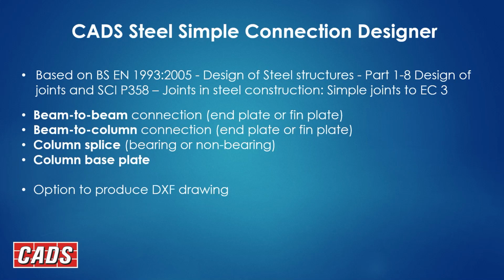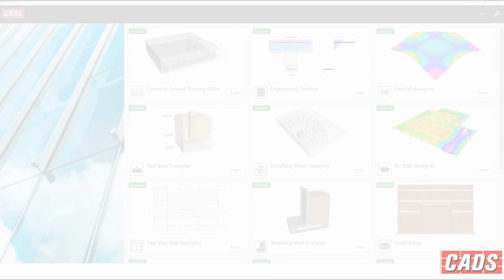Just a brief summary of some of the features of the Simple Connection Designer. It's based on the EC3, Design of Steel Structures, and the SCI P358 report, Joints in Steel Construction. The four types of connection we can do: beam to beam, beam to column, column splice, and column base plates. And there's even an option to produce DXF drawings. So let's have a look at the program.